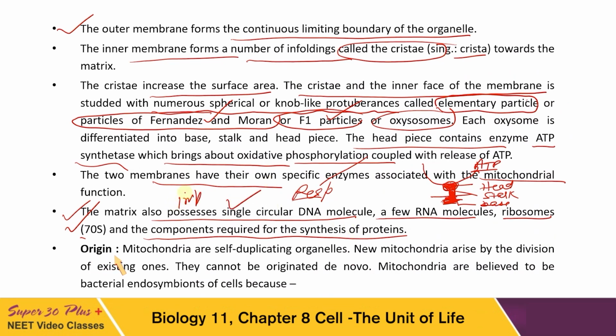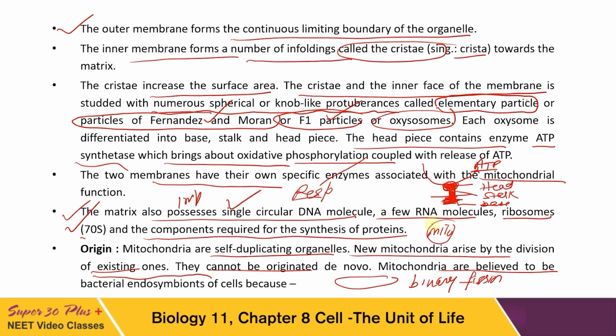Mitochondria are self-duplicating, just like bacteria, which divide by binary fission. In the same way, mitochondria can divide by binary fission. New mitochondria arise by division of pre-existing ones. They cannot originate de novo. Mitochondria are believed to be bacterial endosymbionts. It is believed there was a time when the mitochondrion was just like a prokaryotic cell, just like a bacterium.